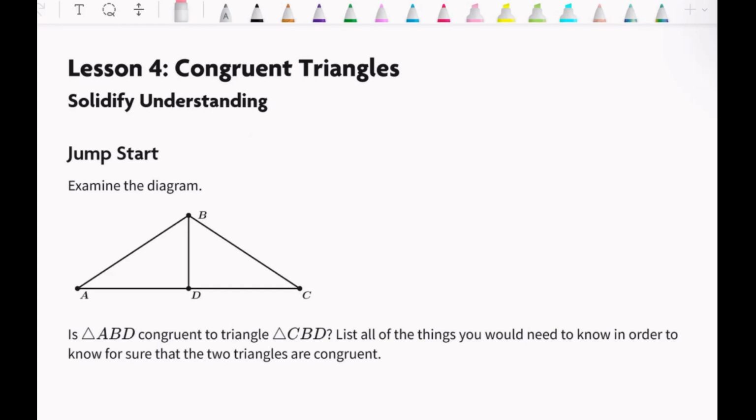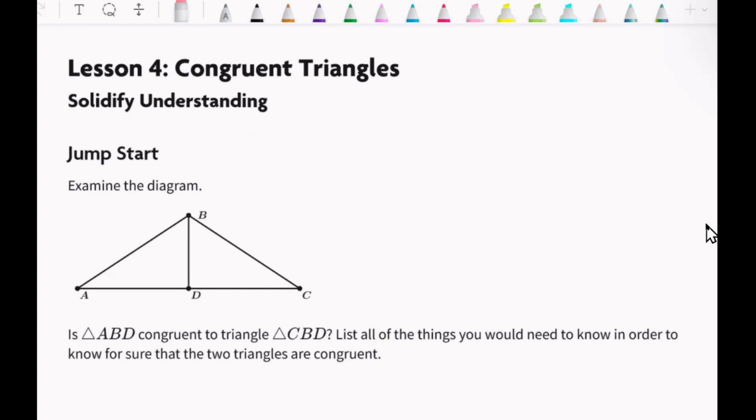meaning if I gave you these certain parts of a triangle, how many different kinds of triangles you would be able to make. Now, if you don't remember it, not a big deal, but if you do remember it, good, because that's going to help you understand what we're going to do today. So the first thing is we're going to do this jump start together, and it says examine the diagram. In triangle ABD, is triangle ABD congruent to triangle CBD?